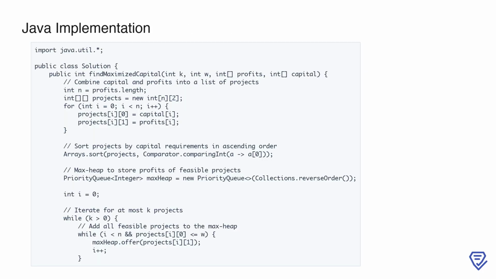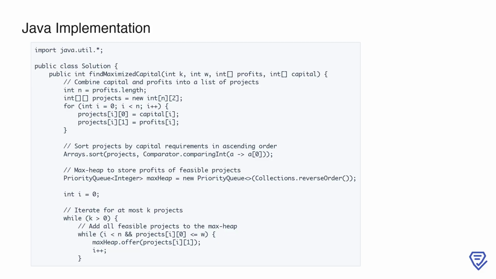Here, we begin by importing the necessary packages and defining our solution class. The main method, findMaximizedCapital, takes 4 parameters: K, which represents the maximum number of projects we can undertake, W, our initial capital, and 2 arrays, profits and capital, which represent the profit and capital requirements for each project. First, we combine the capital and profits arrays into a single 2D array called projects, where each subarray contains the capital requirement and profit of a project.